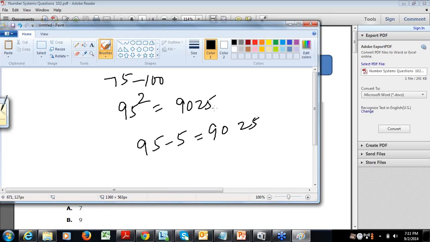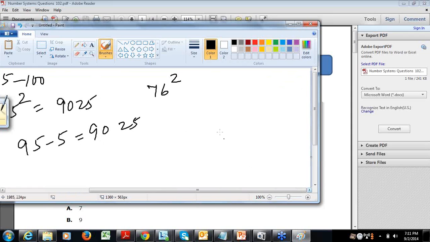So this 5 I am getting after subtracting 95 from 100. Suppose I am getting a number as 76. How can you find out 76 square? 100 minus 76 is 24. 24 square is 576. So I have written 576.